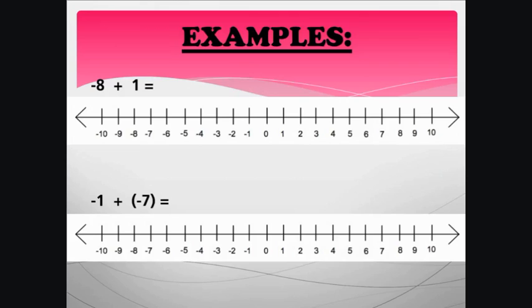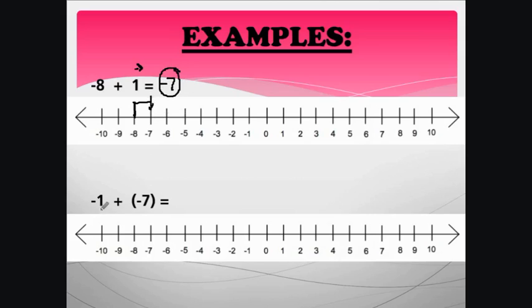So let's use a number line to help us visualize adding 1 to negative 8. So we're starting at negative 8 on our number line. And we're adding 1, which is a positive value, so we're moving to the right on the number line to equal negative 7.